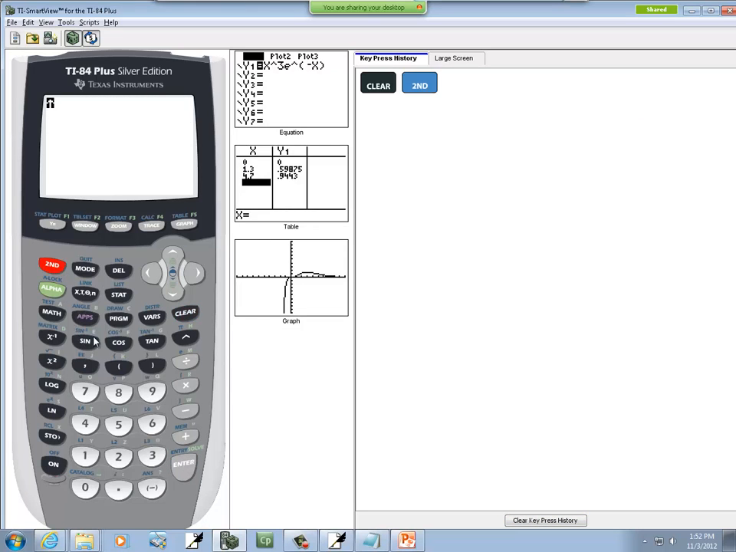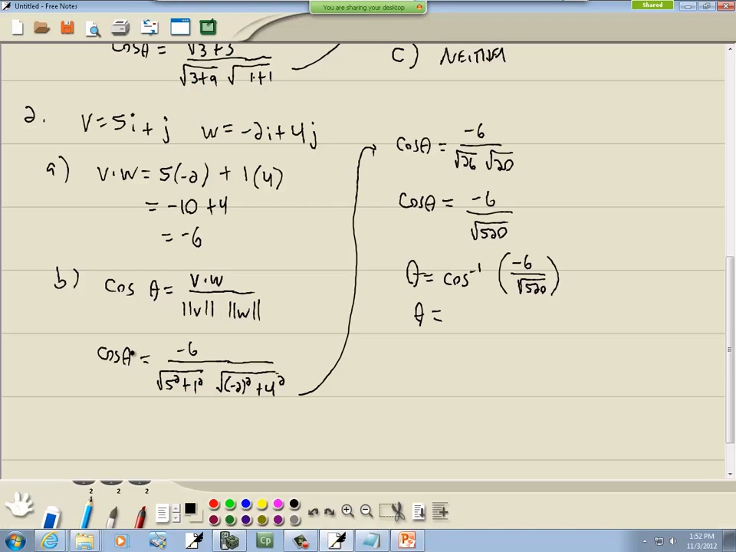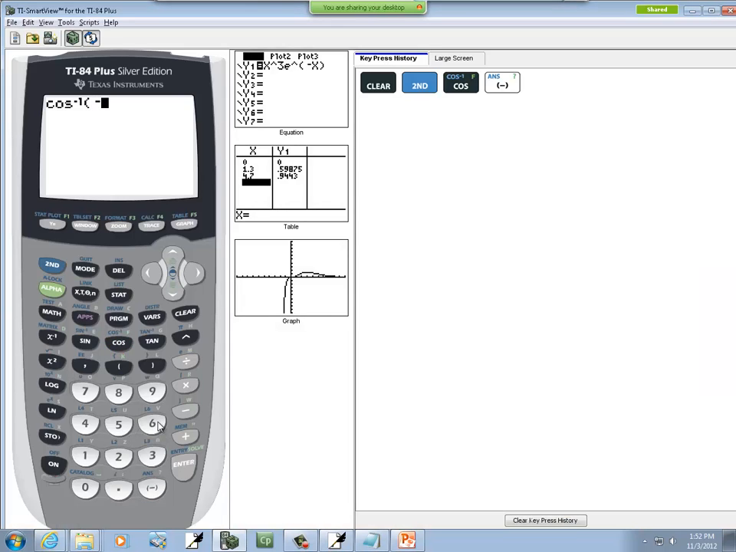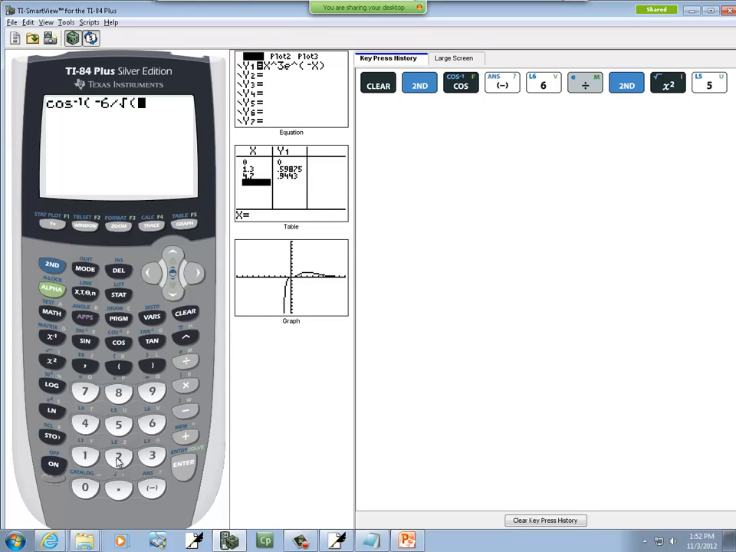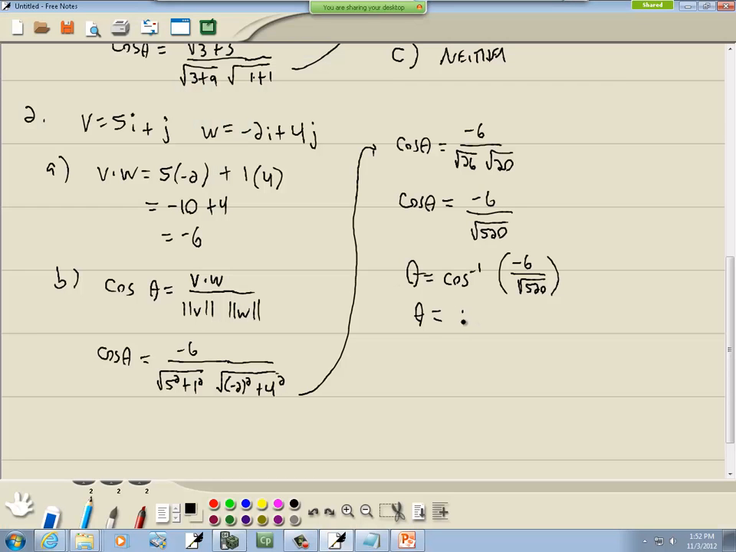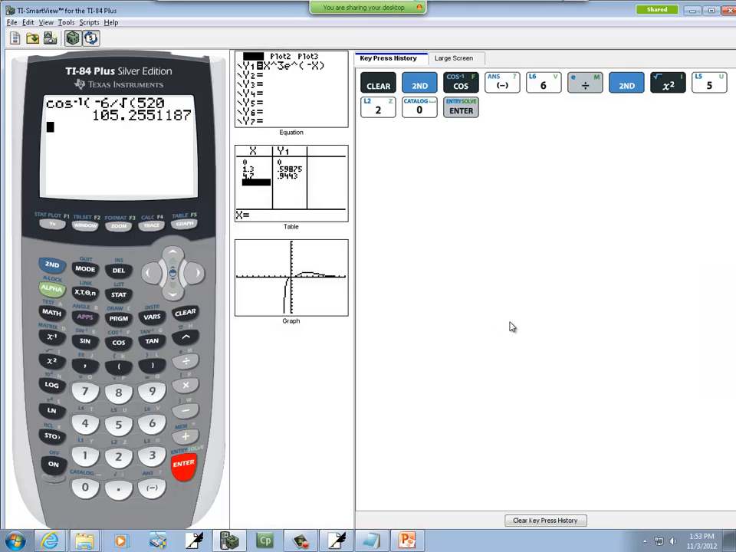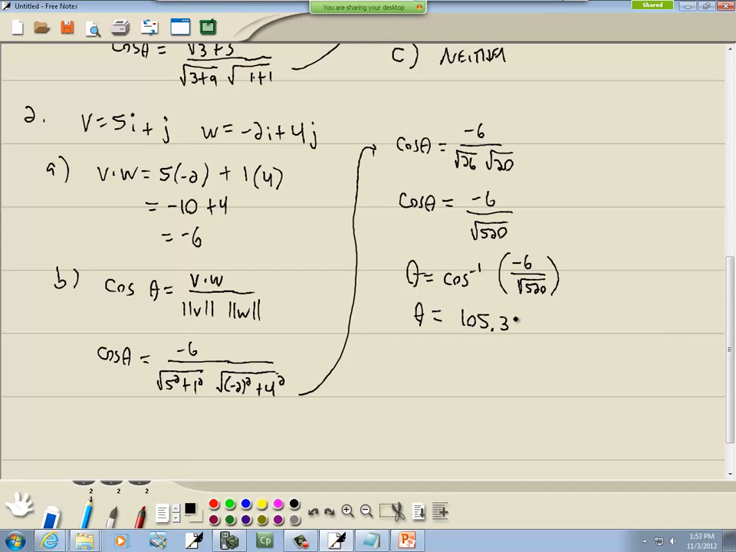So I'll do second cosine. And we've got negative 6 divided by second x squared for the square root, 520. And we got 105.3. I don't know how many decimal places to take it to, so I'll take it to 1. Like that. That's the angle between them.